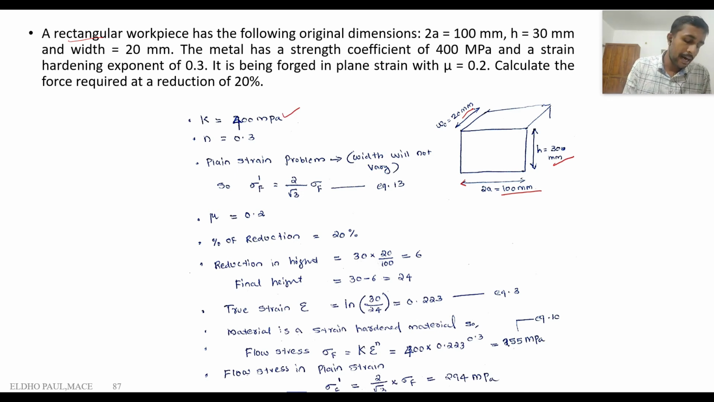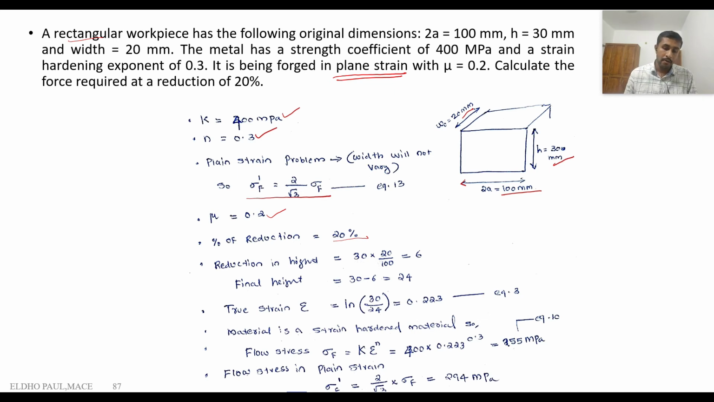N, the strain hardening exponent, is given as 0.3, and it is being forged in a plane strain condition. This is a plane strain condition, so we should use this equation. Sigma dash f is the flow stress corresponding to plane strain. So we should calculate sigma dash f from sigma f. The equation is this one, 2 by root 3 sigma f. And mu is given as 0.2, and calculate the force required at a reduction of 20%.